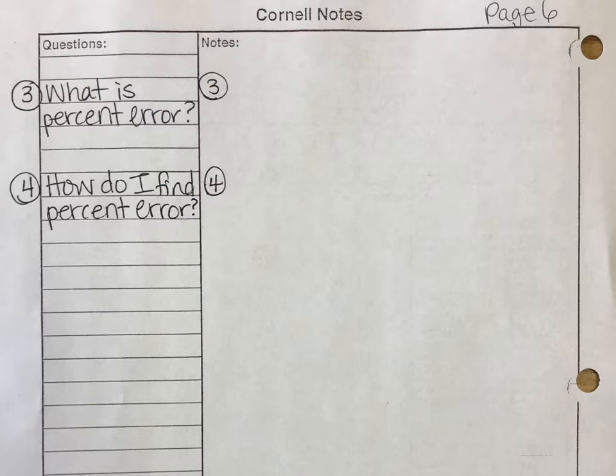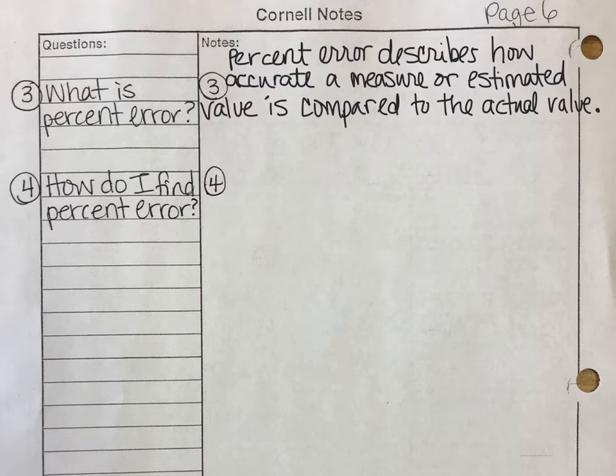Question 3 asks, what is percent error? Percent error describes how accurate a measure or estimated value is compared to the actual value. So question 4 then asks, how do I find percent error?